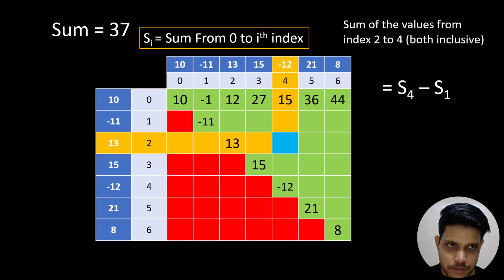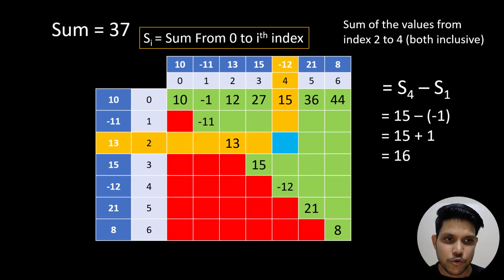Now why s1? Because we need the values starting from index 2. We need the value at index 2 as well. So we will remove all the sum that we have found till the index before 2, which is index 1. So s4 minus s1 will give the answer to the cell 2, 4. If we find the answer, it comes out to be 16. If we add the values 13, 15 and minus 12, we'll still get the same answer. Now we have put that value into the cell.